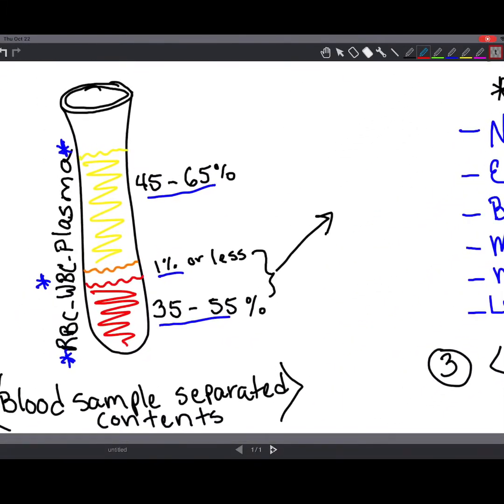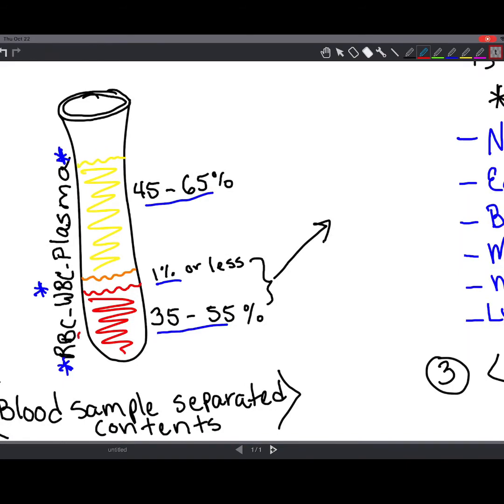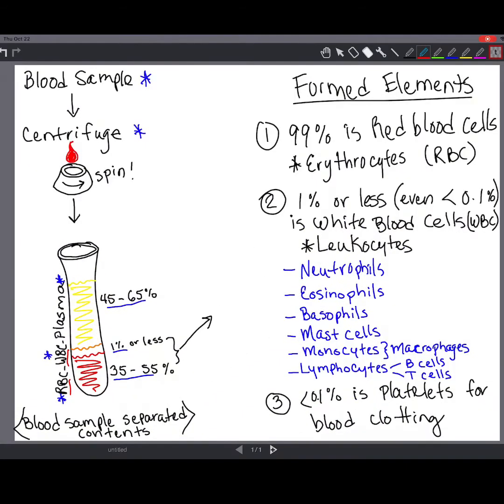Now, the other 56% is going to be the white blood cells and red blood cells. We call them formed elements, even though this is not referring to the elements of the periodic table. Scientifically, we can call them formed elements, and they form all the way from 37 to 54 or 55% of the total blood sample. So 99% of that percentage is going to be the red blood cells, also known as the erythrocytes. The other 1% or less, even all the way down to 0.1%, is going to be your white blood cells, also known as leukocytes.